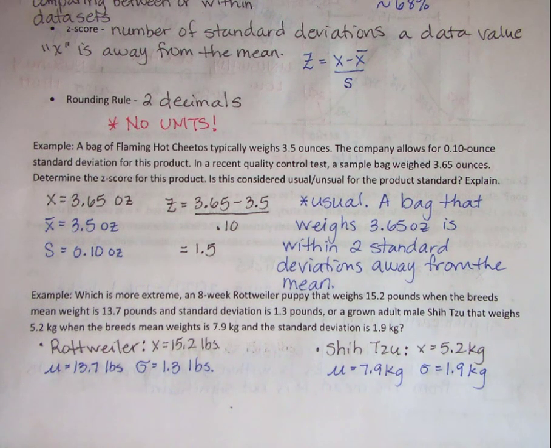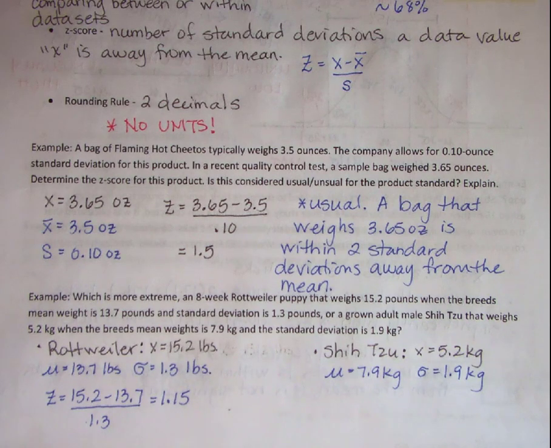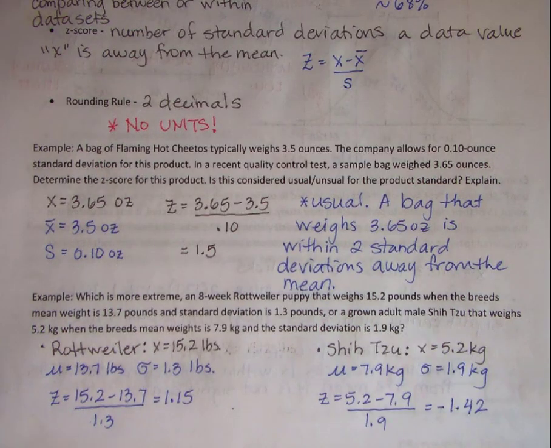In order to do this, we need to compare their Z-scores. First, let's take a look at the Rottweiler's Z-score. This Rottweiler puppy has a Z-score of 1.15. Now let's calculate the Shih Tzu. The Shih Tzu has a Z-score of negative 1.42.